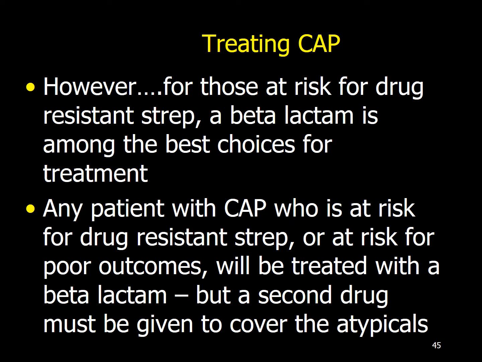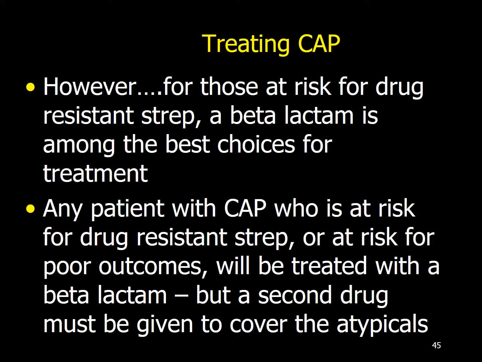As it happens, the best drug for drug-resistant strep is a high-dose beta-lactam, which is great because we can give a high-dose beta-lactam, but that beta-lactam won't cover the atypicals. So if you have someone with pneumonia and you are concerned about risk for drug-resistant strep, now you have to cover drug-resistant strep and H. flu and beta-lactamase producers and the atypicals. And so it just makes some differences in your choices.